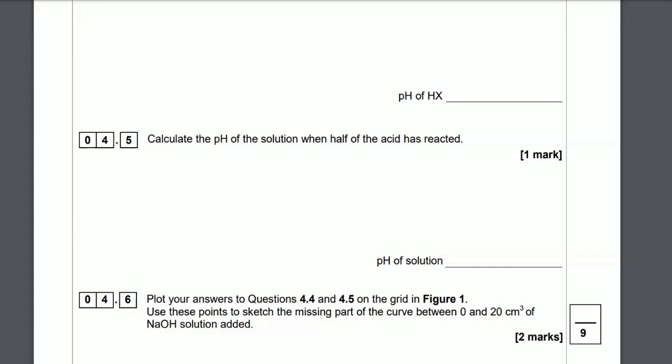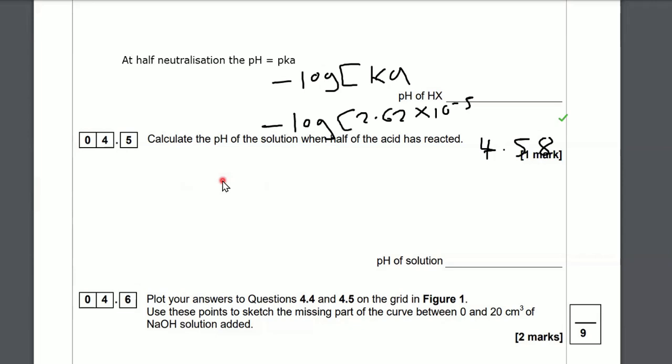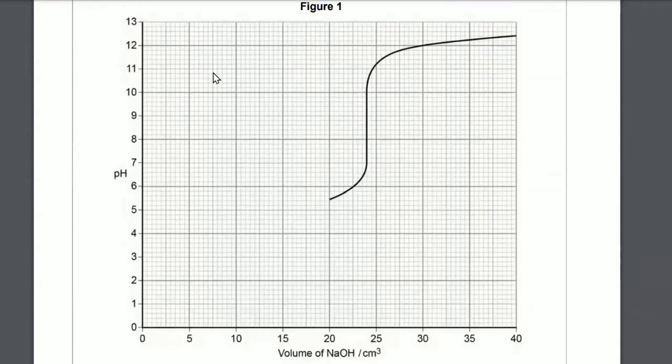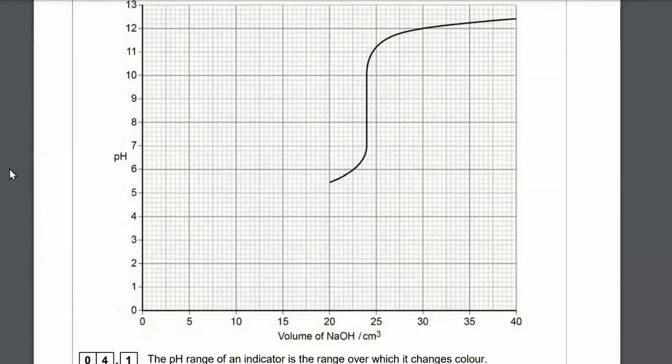Right, where are we? 4.6. Plot your answers to questions 4.4, which was 2.80, and 4.5, which was 4.58. Plot those on the grid in figure 1. Use these points to sketch the missing part of the curve between 0 and 20 centimeter cubed of sodium hydroxide solution. So remember that 2.80 was at the start of the solution, the pH of the acid. So we know we're starting at 2.80. And we know that at half the neutralization point, it was 4.58.